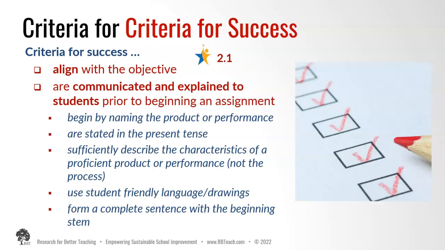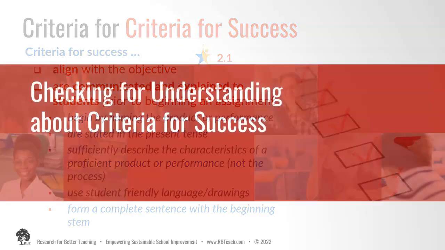It's aligned with the objective. It's communicated and explained prior to the assignment. It names the product or performance. It's stated in present tense. It describes the characteristics of a proficient product or performance. It uses student-friendly language or drawings, and it forms a complete sentence.